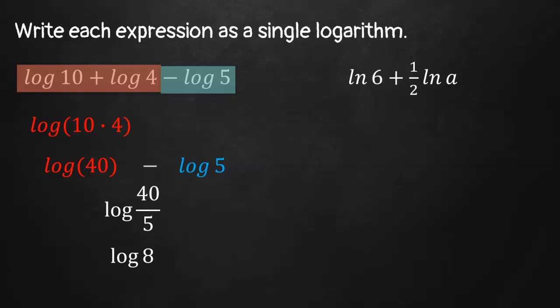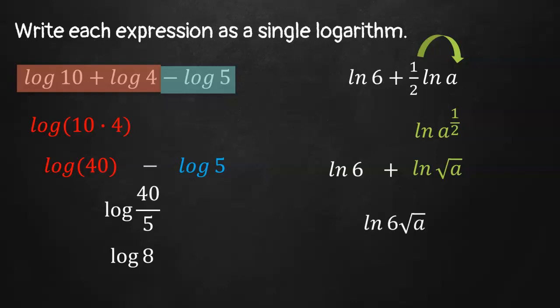In example number 2, you look at the fact that you had a constant. So that 1/2 is technically the exponent on the argument of a. So that becomes ln a to the 1/2. Now, remember that anything to the 1/2 power, when I rewrite it as a radical, is technically the square root. So that really is the natural log of the square root of a. Now with that ln of 6 and the ln of the square root of a, you have an addition sign, which means those two arguments are going to be multiplied together, which gets you ln 6 square root of a.